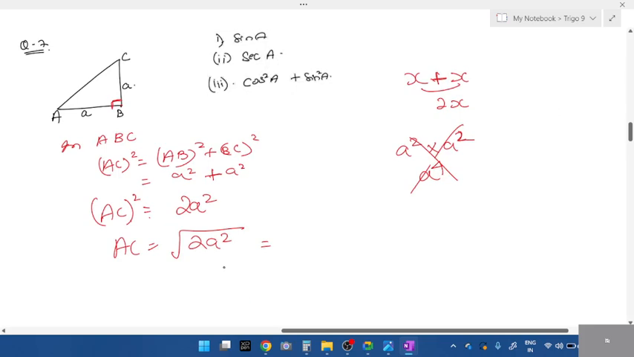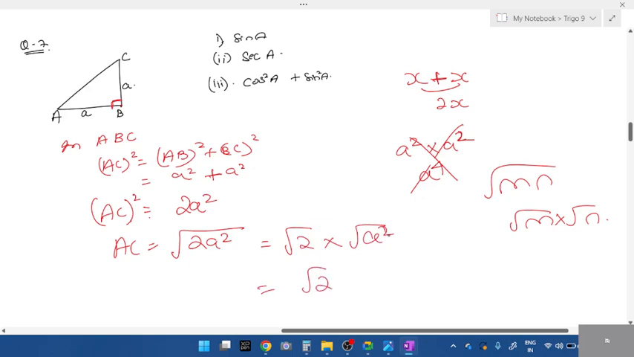Next, root 2A value. See, if I write m into n under the root, I can split it like this: square root of m, square root of n. In the same way, I can split this into two parts: square root of 2 into square root of a square. Square root of 2 remains as it is. What about a square, students?